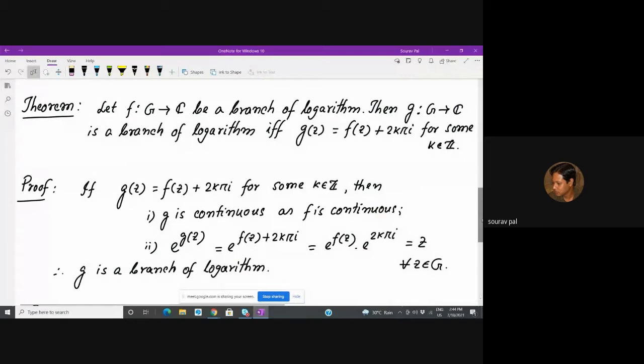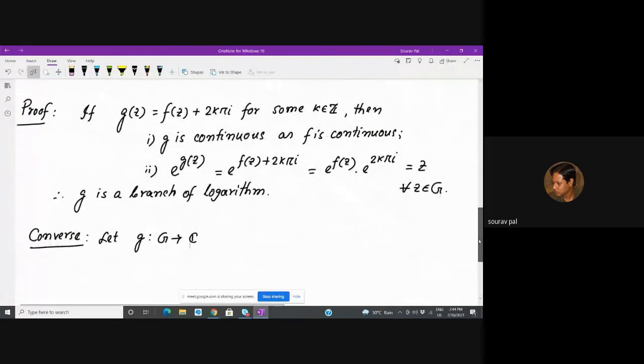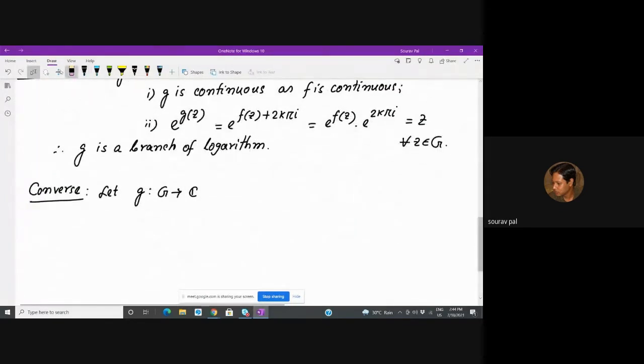Nevertheless, let us go to the converse. That will be written as a remark. So you just look at the statement of the theorem, okay? What I am going to prove. So now the converse. Let f be a branch of logarithm.